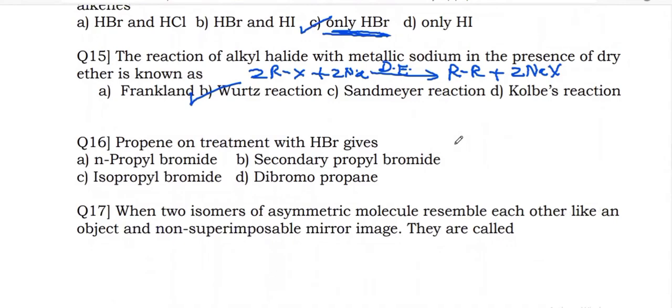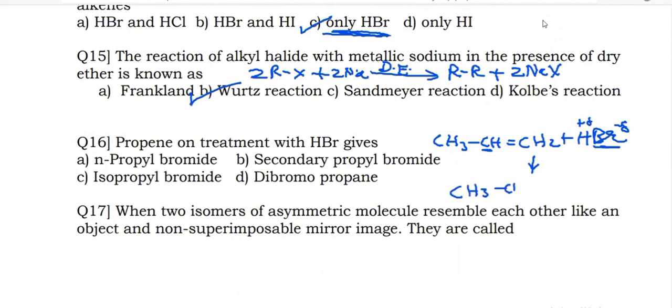Question number 16, propene on treatment with HBr. Propene is an unsymmetrical alkene, CH3, CH double bond, CH2. When treated with HBr, an addition reaction takes place. The Br negative part goes to that carbon atom which carries a lesser number of hydrogens, that means this carbon. So we get CH3, CH3, and on this carbon we get bromine. Now what's the name of this compound? The answer is isopropyl bromide. Option C is correct.